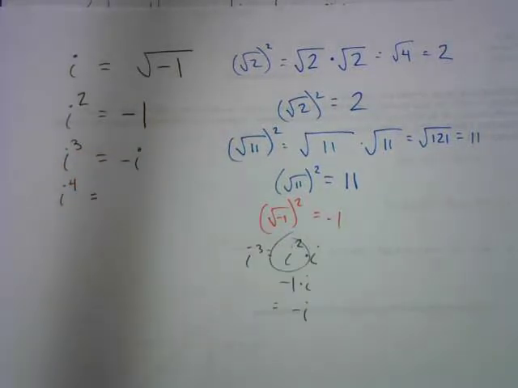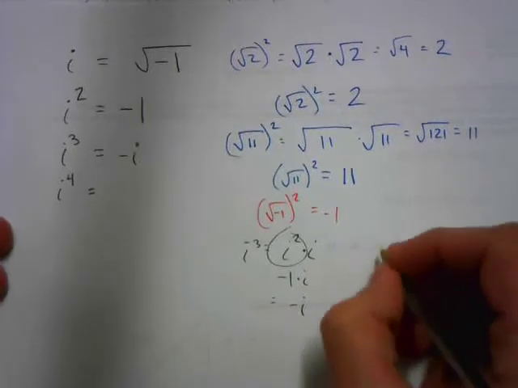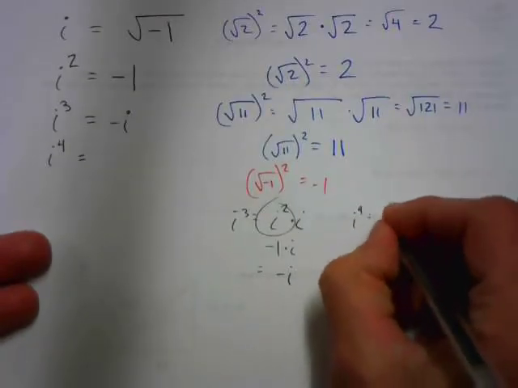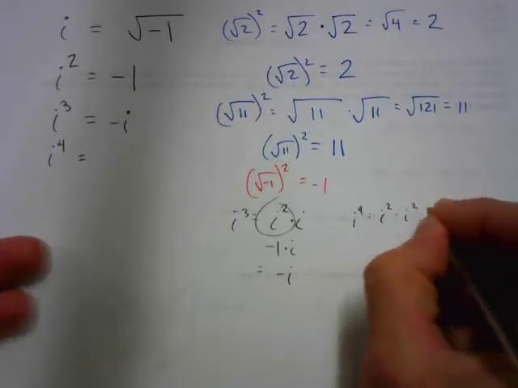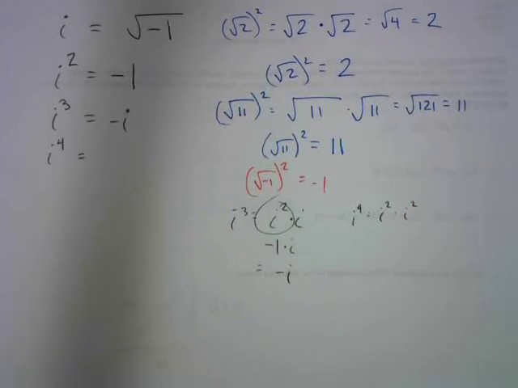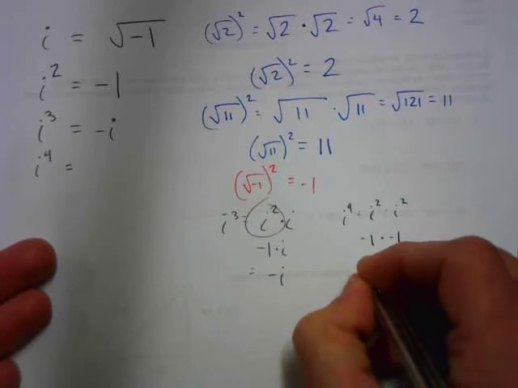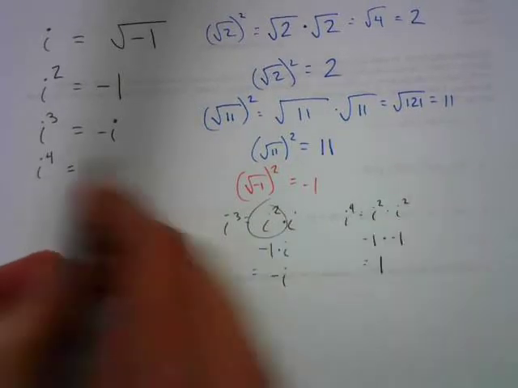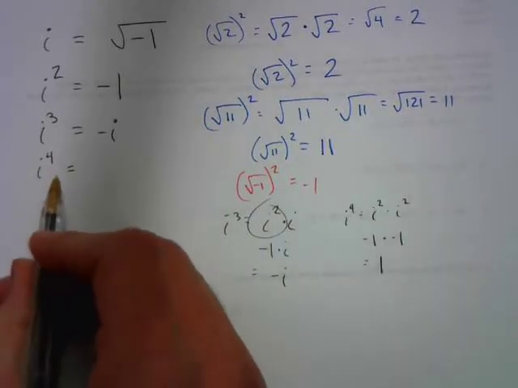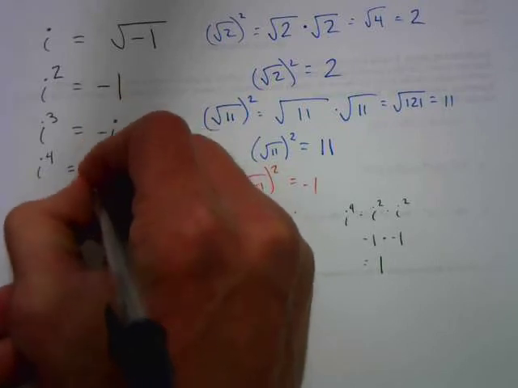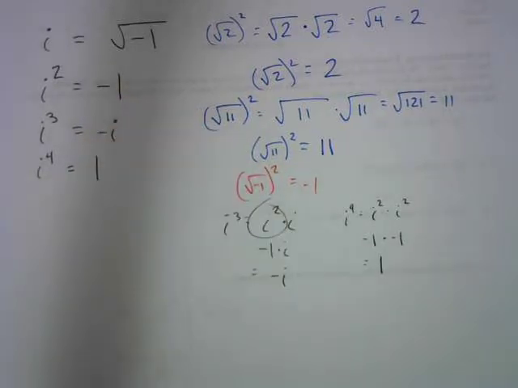Now we're thinking. i to the fourth power happens to be i squared times i squared. What? And i squared is negative 1. So negative 1 times negative 1 is positive 1. So i to the fourth power is positive 1. Whoa. Isn't that amazing? What happens next?